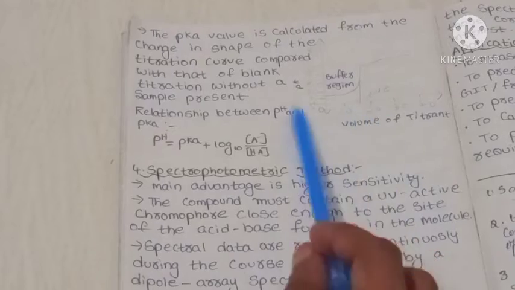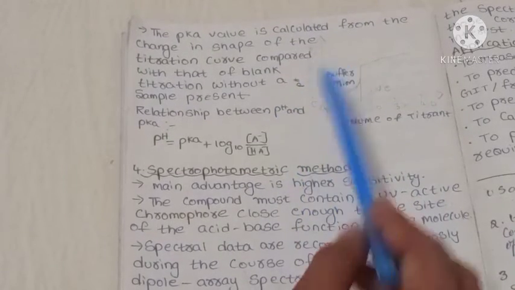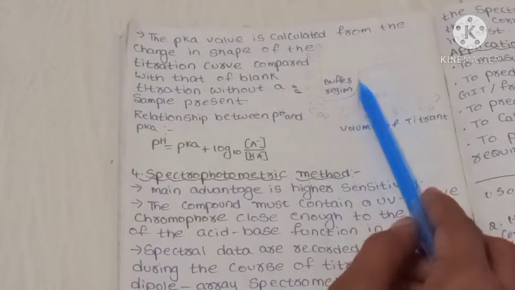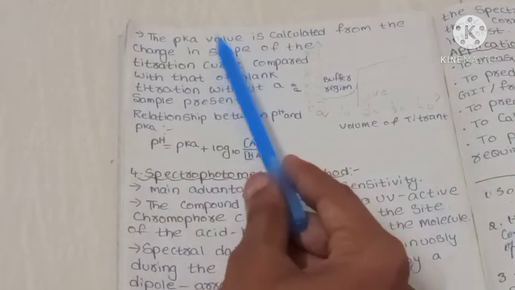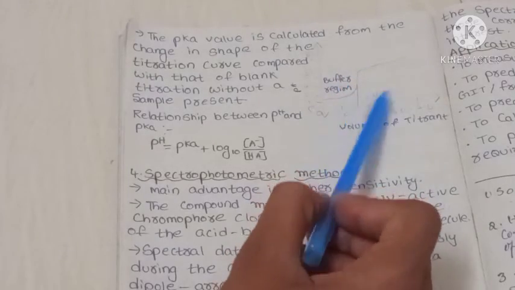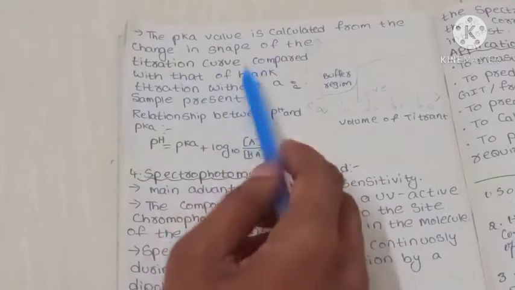Here you can see on the x-axis we took the volume of titrant and on the y-axis we took the pH. Here you can see the region of gradual change in the pH value, which is known as the buffer region. The pKa value is calculated from the change in the shape of the titration curve, compared with the blank titration.